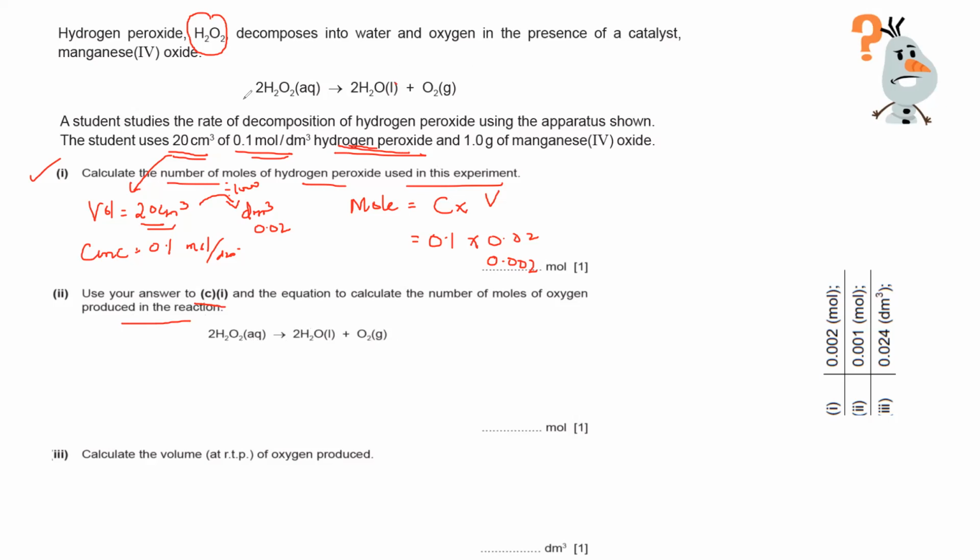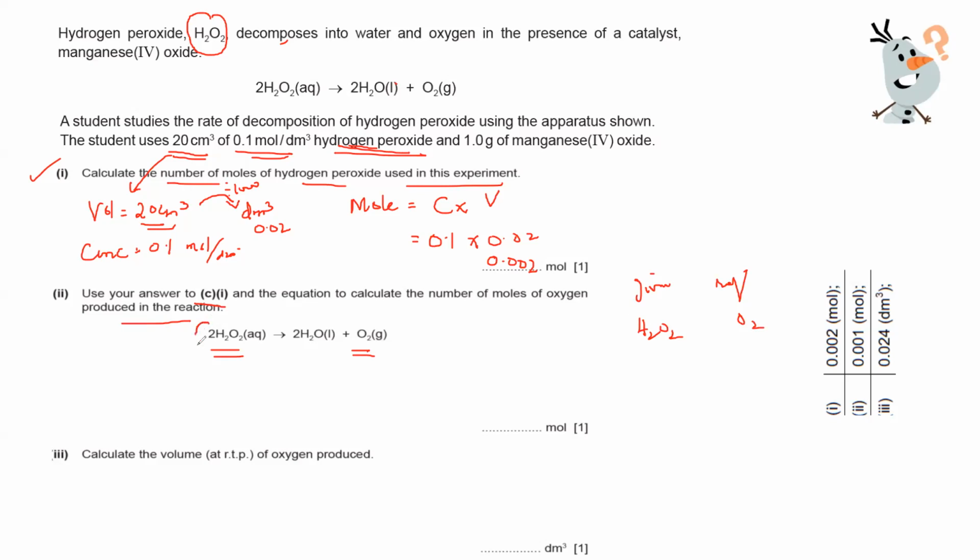Look, about oxygen, nothing is given in the question. So if nothing is given or information is incomplete, we use a ratio. So which ratio will we use? Because we already have hydrogen peroxide and we need oxygen. What is given and what is required, we can take that ratio. Hydrogen peroxide is given, and what we require is oxygen.